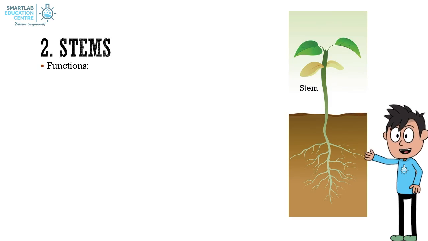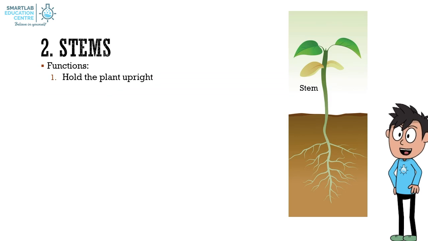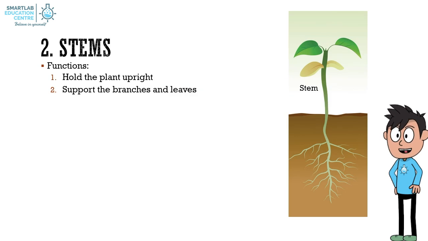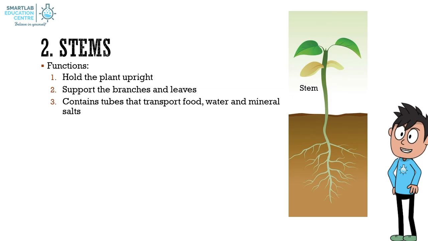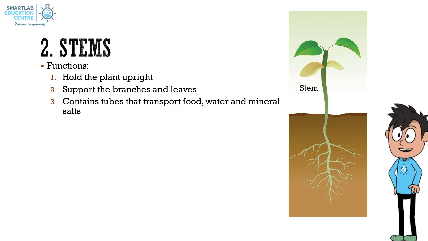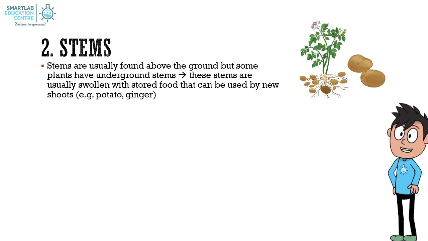It has three functions. Hold the plant upright. Support the branches and leaves. Contains tubes that transport food, water, and mineral salts. Stems are usually found above the ground, but some plants have underground stems.